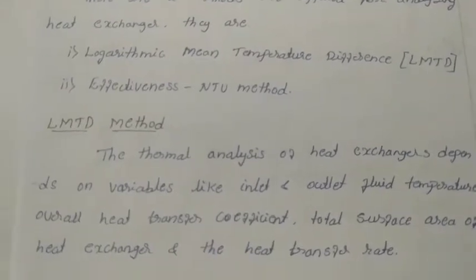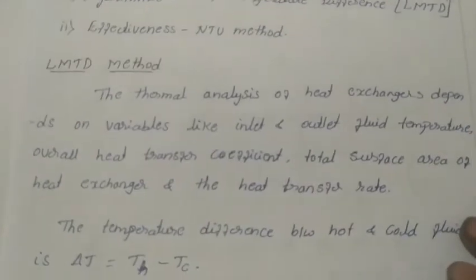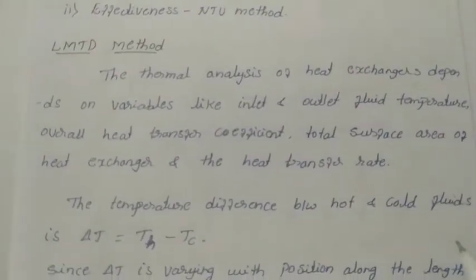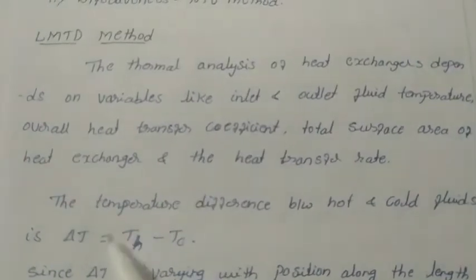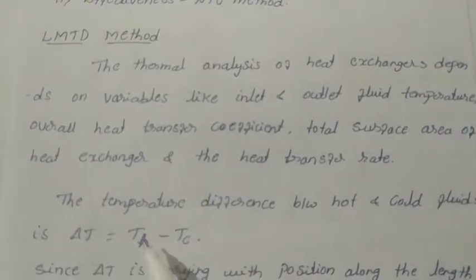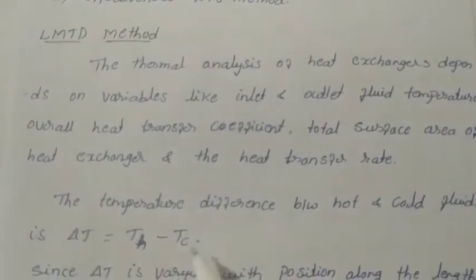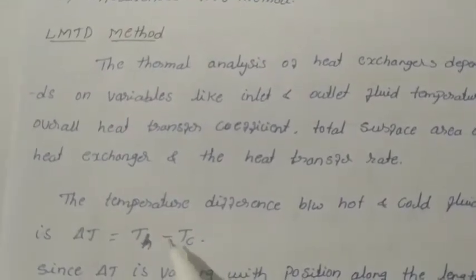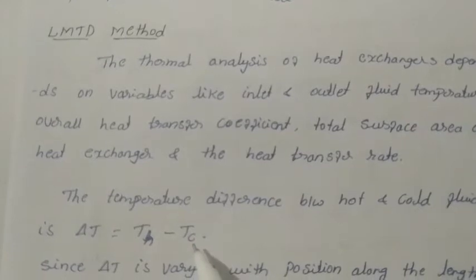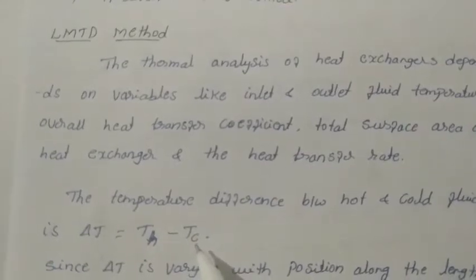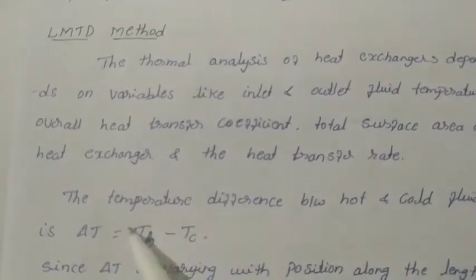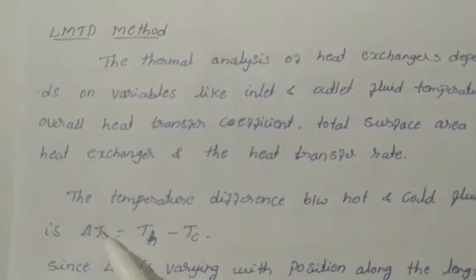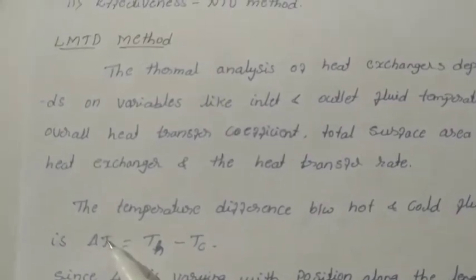First, the temperature difference between the hot and cold fluids is given by delta T. Delta T is equal to TH minus TC, where TH is the temperature of the hot fluid and TC is the temperature of the cold fluid. If you take the difference between the hot fluid and the cold fluid, you get the temperature difference.